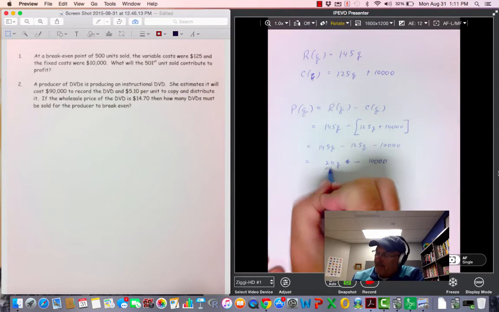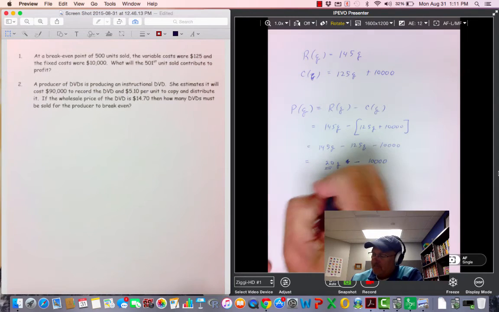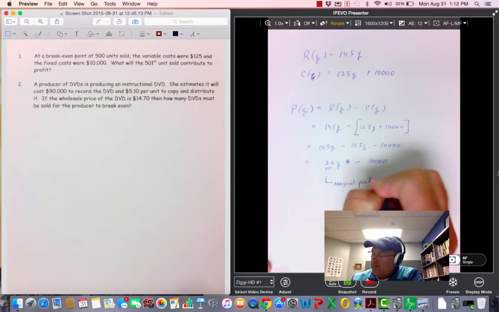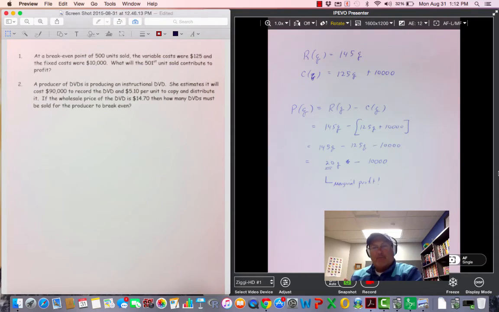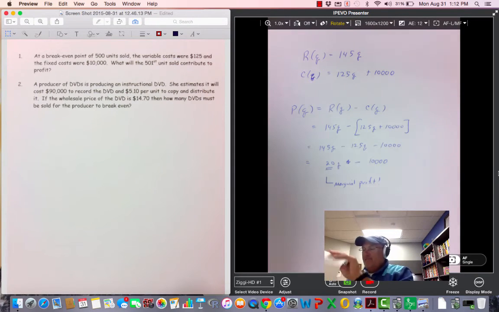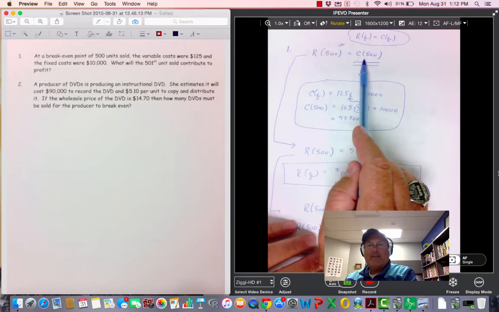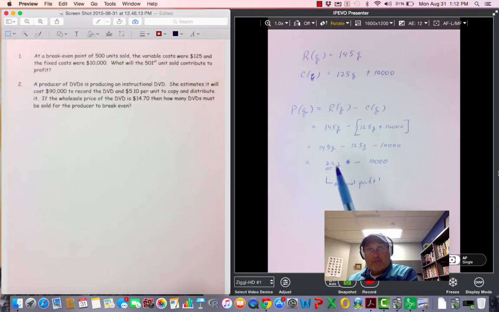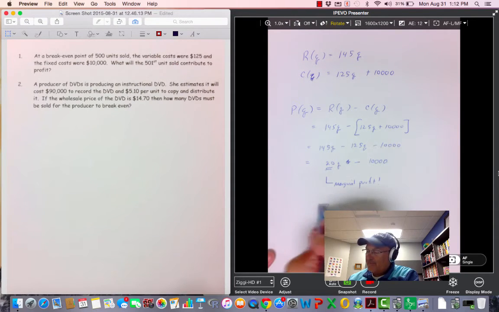Well, guys, what is this called? That's called marginal profit. And marginal profit is the profit that we gain from each additional unit. So, guys, from 500, which way back here we said would be the break even, the additional unit produced, in other words, going from the 500 to the 501st unit produced, is going to increase the profit by $20. So guys, the answer to the first problem is $20.